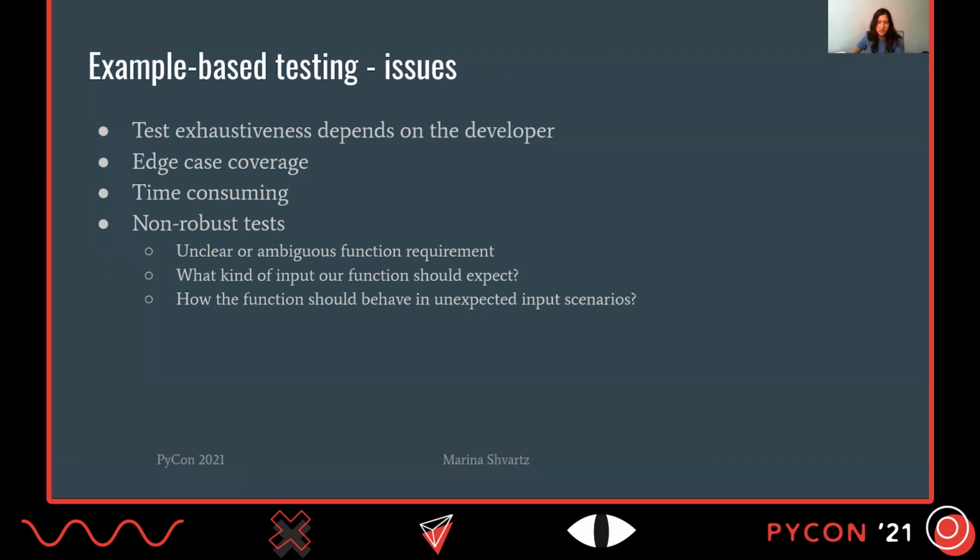In addition, in many cases, the requirements of the functions are not defined properly, nor how they should behave for different input types or unexpected inputs. And the interpretation of the developer writing the tests might be ambiguous or unclear, causing missing edge cases and ending up with non-robust tests. At last, we use these concrete examples to suggest a general claim about the system behavior.